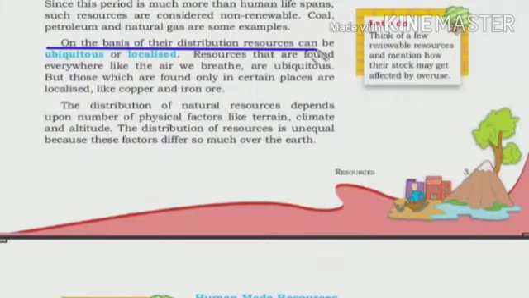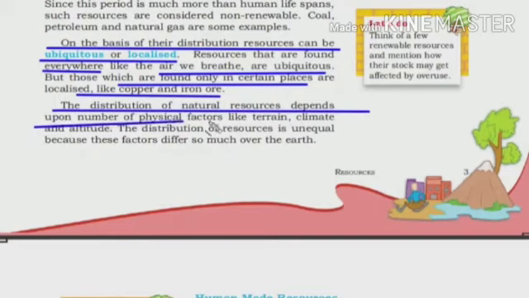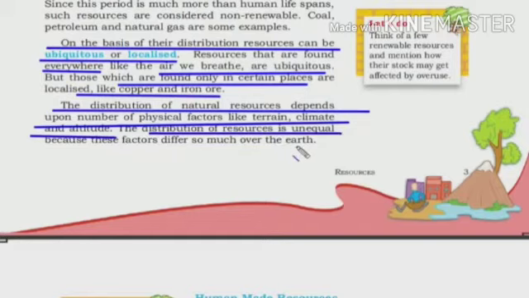Based on the distribution, resources can be divided into two categories, ubiquitous and localized. The meaning of ubiquitous is that it is found everywhere, like air, and the meaning of localized is that it is found only in certain places, like copper and iron ore. This is an important point. The distribution of natural resources depends upon a number of physical factors like terrain, climate and altitude. And always remember, distribution of resources is unequal. That's why we have iron ores and other mineral resources at specific places and not all over the country.